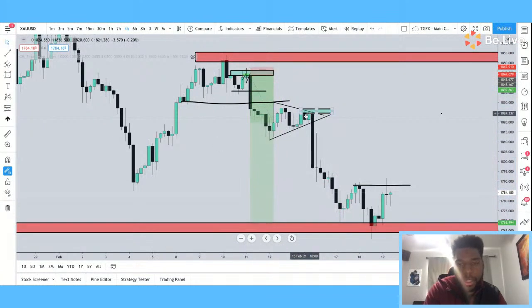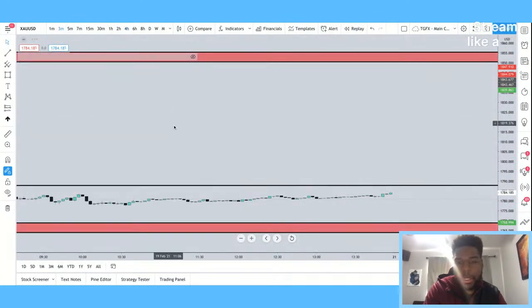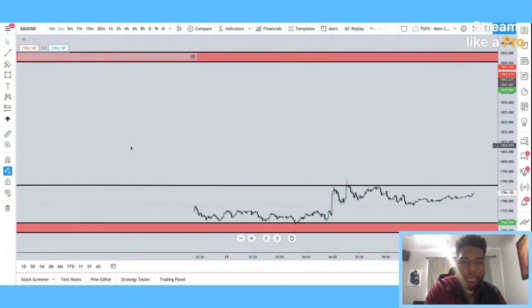Okay, now we're going to take another entry off of this zone doing the same exact strategy on the 3-minute time frame.